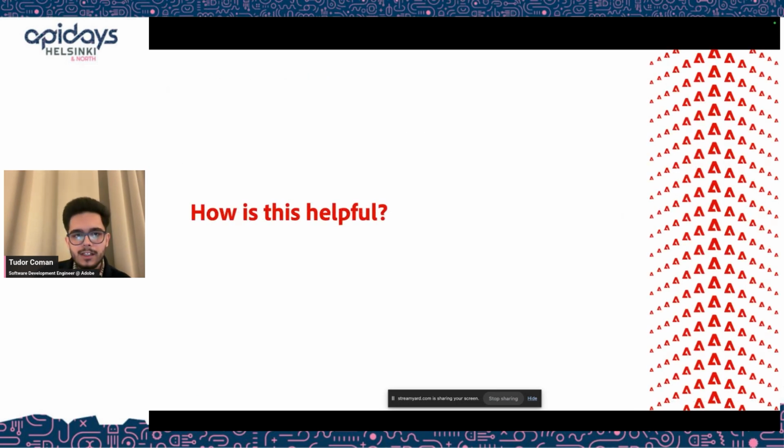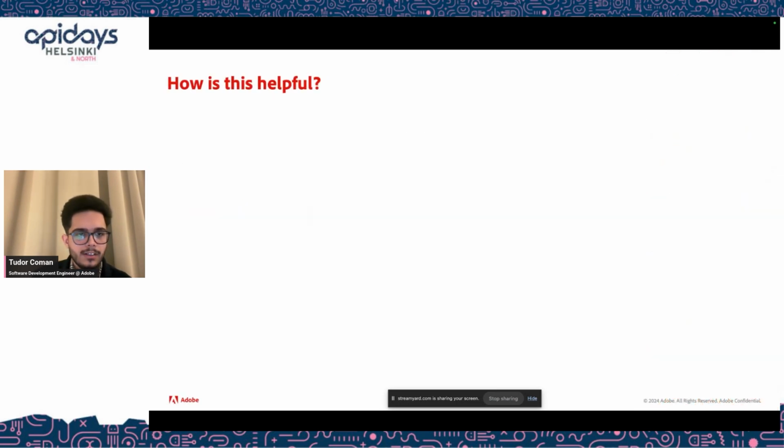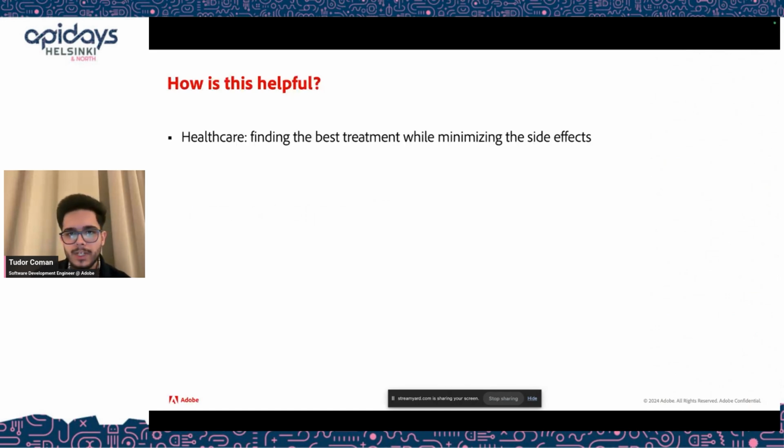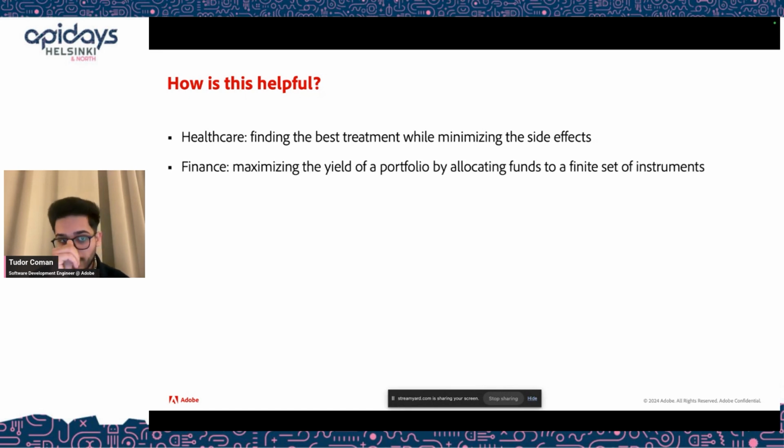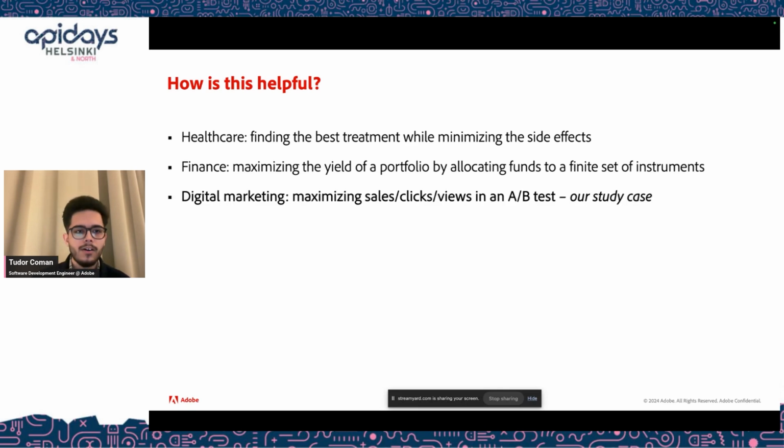Now, how is this helpful in the real world? There are a couple of use cases. I haven't delved into these, but they can be applied to healthcare, finding the best treatment while minimizing the side effects, also to finance, but this is not financial advice. In theory, you could maximize the yield of a portfolio by allocating funds to a finite set of instruments. And finally, our use case that we studied was in digital marketing, maximizing a diverse set of metrics such as sales, clicks, or views in an A/B test.